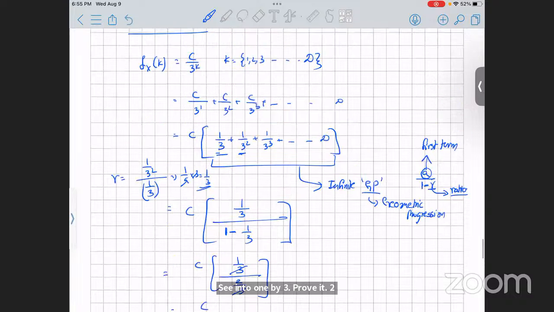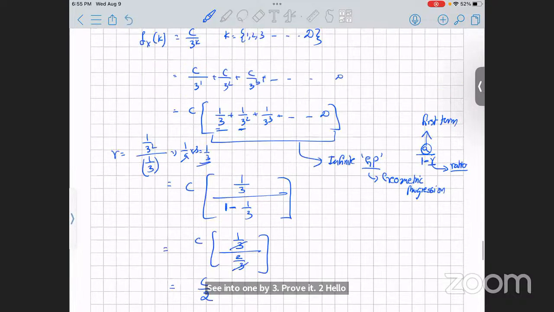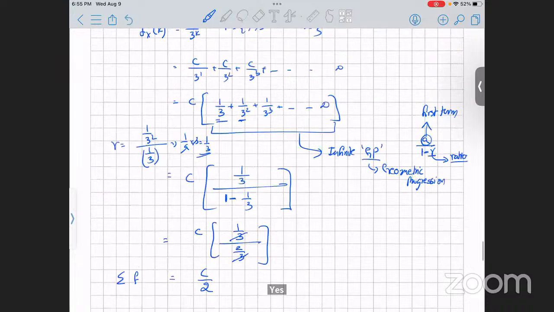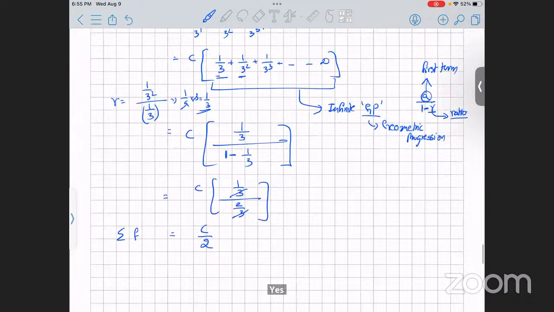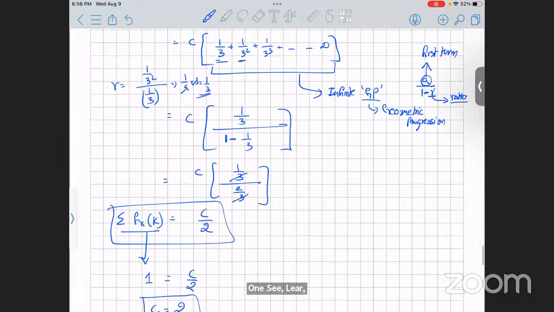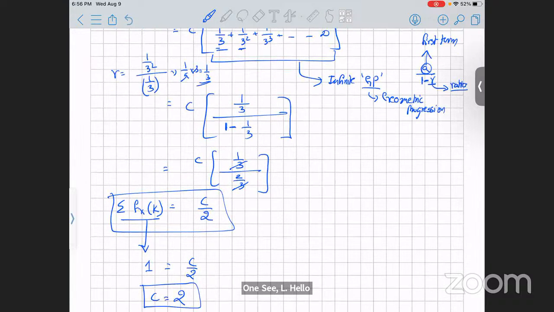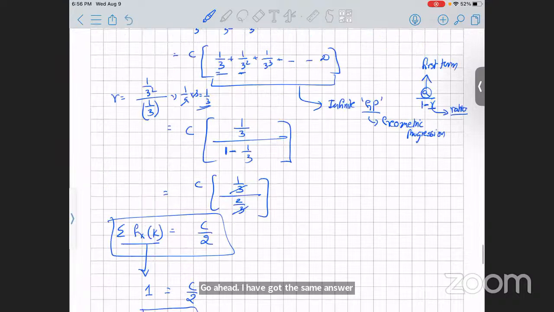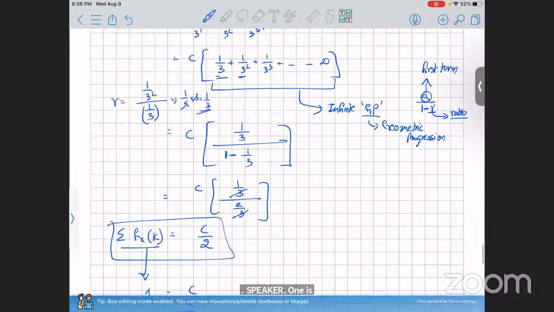Hello. c by 2, yes sir. So this is the sum, sigma of fx of k. We know sigma of fx of k is 1. So 1 equals c by 2, c equals 2. Clear everyone? Everyone got this? I have got the same answer, sir. Sigma fx of k equal to 1 is always mandatory, sir. Yeah, it is always mandatory.